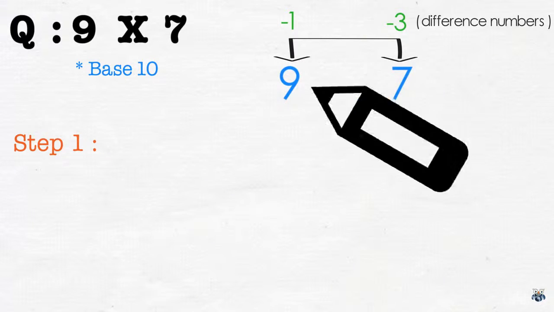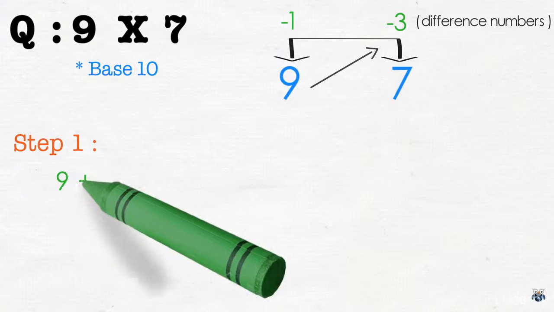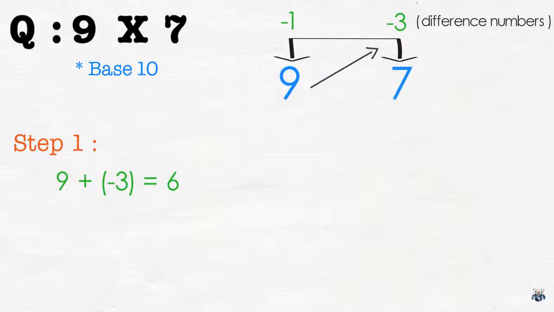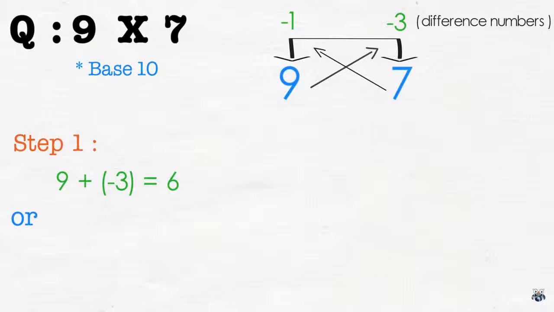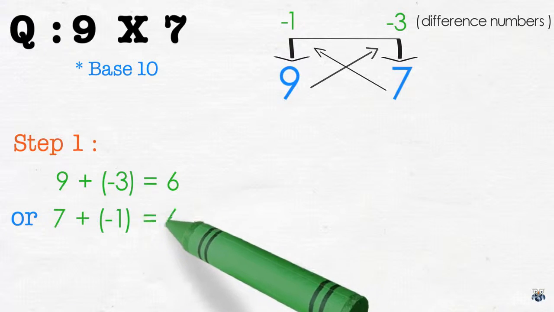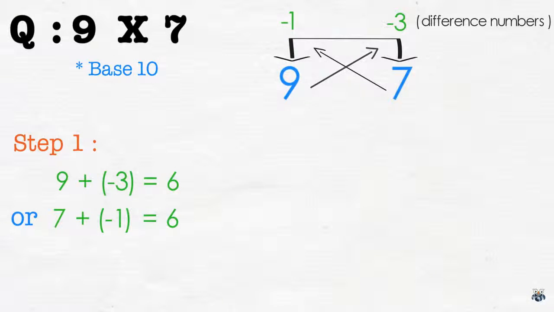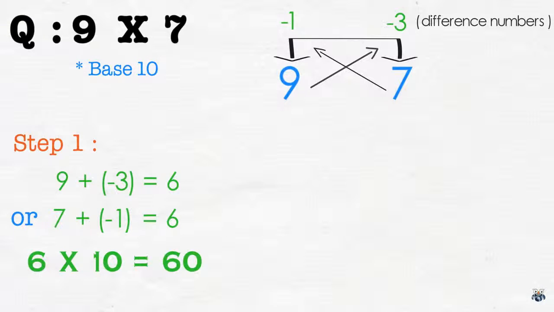Now we add the first number and the second difference number. So 9 plus -3 is 6. The cool thing is that you could have added the second number and the first difference number and still arrived at the same answer. So 7 plus -1 is also 6. Please make a note of this point. Since our base is 10, we multiply this result with 10. 6 times 10 is 60.